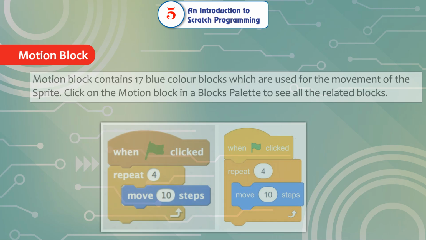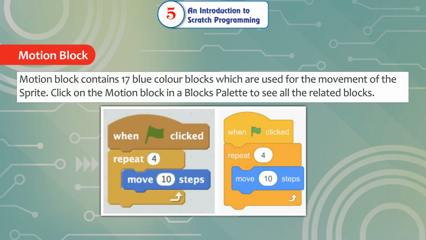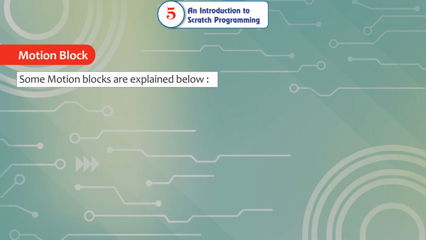Motion block. Motion block contains 17 blue color blocks which are used for the movement of the sprite. Click on the motion block in a blocks palette to see all the related blocks. Some motion blocks are explained below.